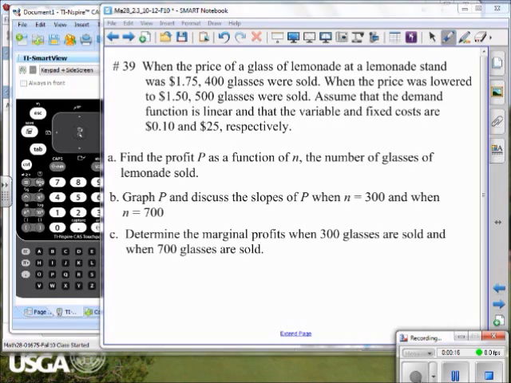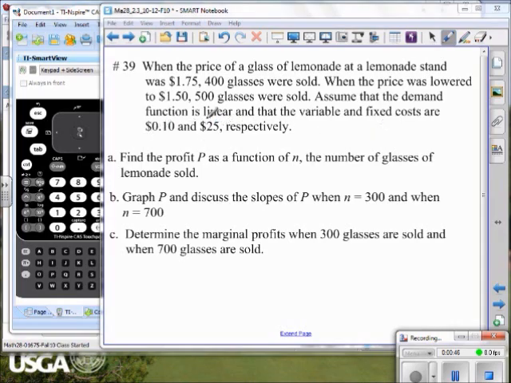Anyway, the price of a glass of lemonade at a lemonade stand is $1.75. 400 glasses were sold. Price was lowered to $1.50, 500 glasses were sold. Now, as a business person, isn't that a good business problem there? Do I lower the price but raise the demand, or do I raise the price and lower the demand? What am I going to get the most money from this? That's what we're actually kind of talking about here.